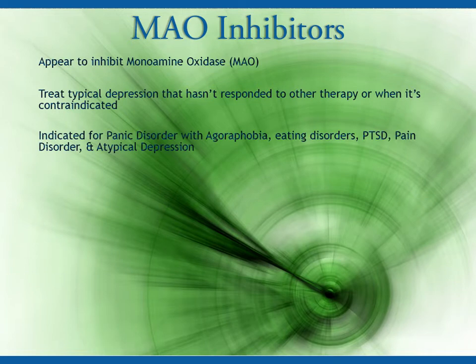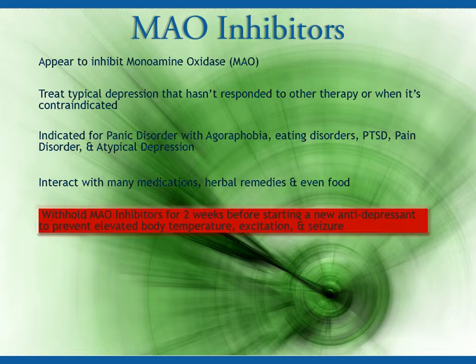They may be used for panic disorder with agoraphobia, eating disorders, post-traumatic stress disorder, pain disorder, and atypical depression. MAO inhibitors interact with many medications, both prescription and over-the-counter, herbs, and even food. It is very important to withhold an MAO inhibitor for 2 weeks before starting the person on a different antidepressant. This is done to prevent elevated body temperature, excitation, and seizures.